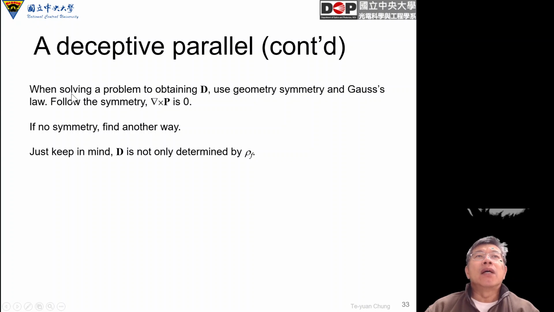Be careful. When solving a problem to obtain D, use geometry, symmetry, and Gauss's law. Follow the symmetry, and the curl of P is 0. If there is no symmetry, find another way. Just keep in mind, D is not only determined by our free charge density.